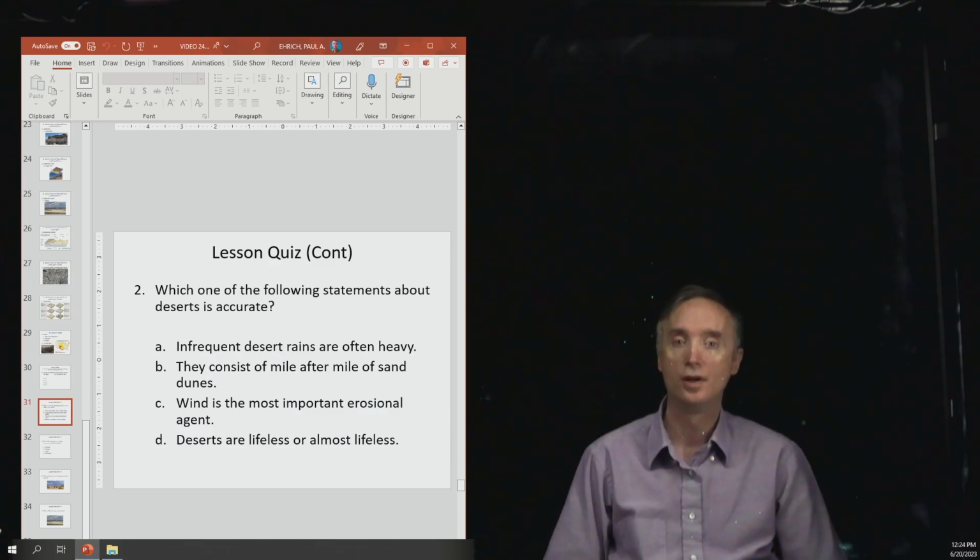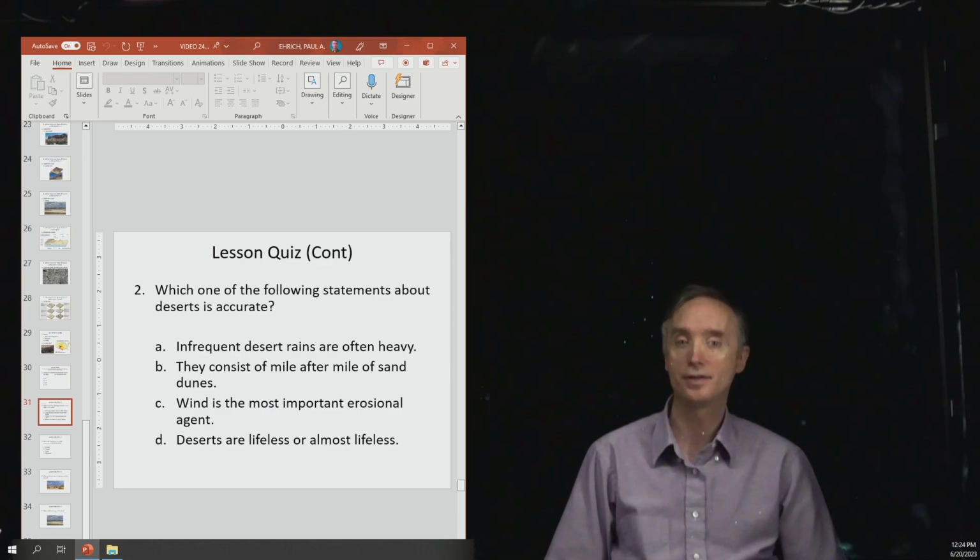Question number 2, which one of the following statements about deserts is accurate? So do they have infrequent desert rains that are often heavy? Is that true? Yes. Do they consist of mile after mile of sand dunes? Not necessarily. So they can, but there are some deserts that don't even have any sand.